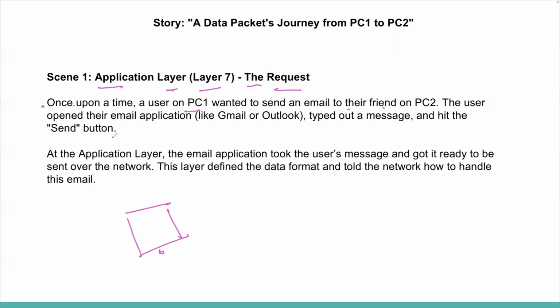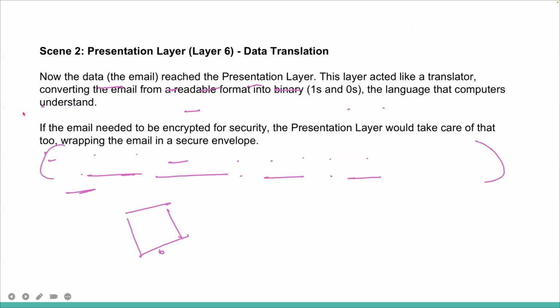Now, once he hits the send button, your application layer triggers. At the application layer, the email application took the user's message and got ready to send it over the network. Now, this layer defines the data format and tells the network how to handle this email. So the application layer will start first, followed by the next layer, which is the presentation layer.